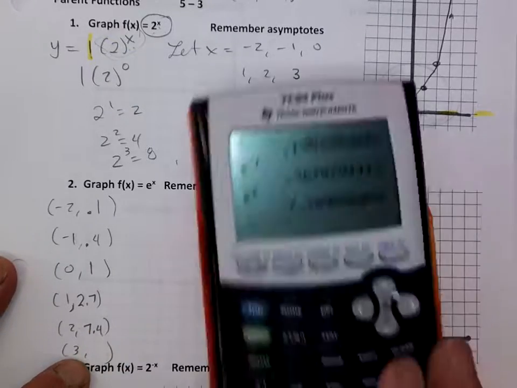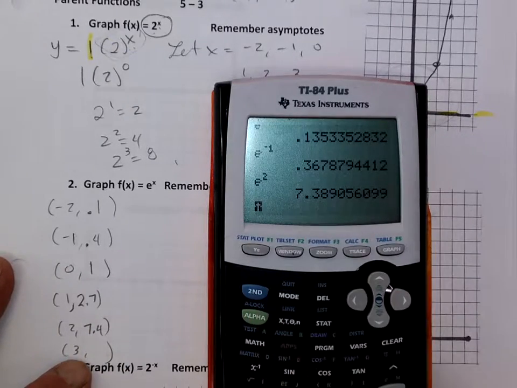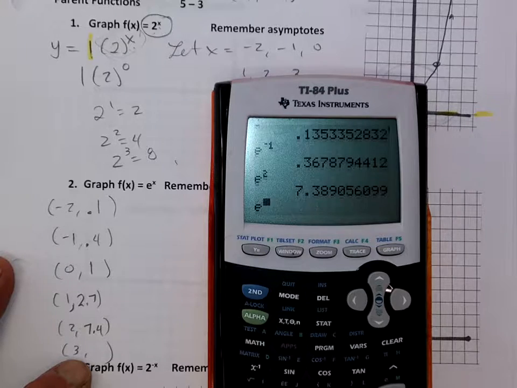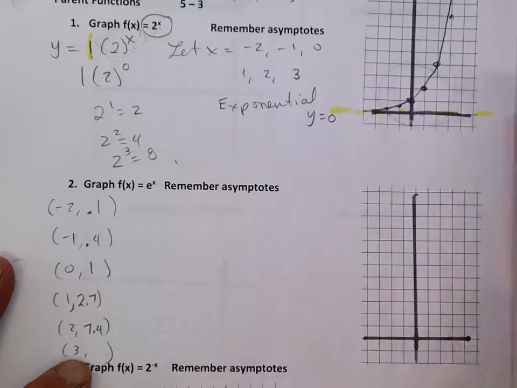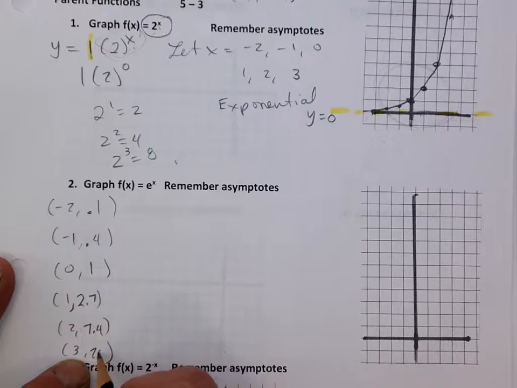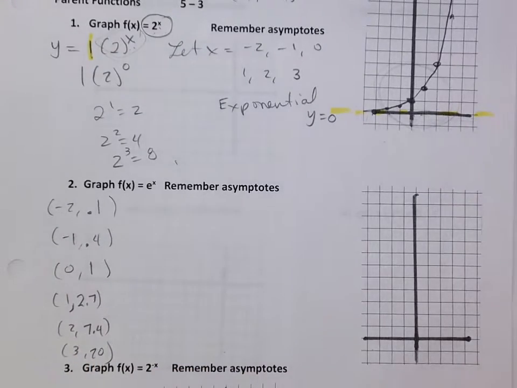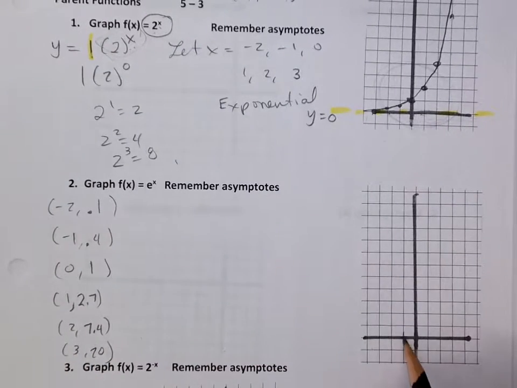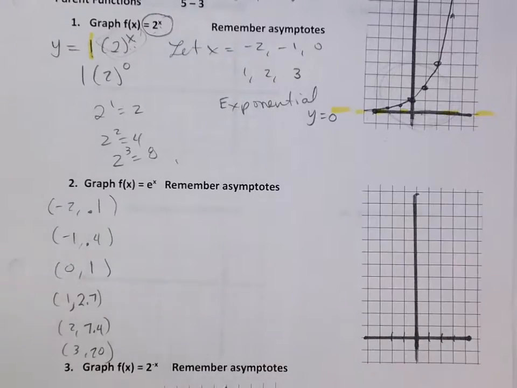And then 3, I've got e to the 3, and I get an answer of about 20. Okay, about 20.1, about 20. So to graph this, you can see why I use these numbers: -1, -2, 0, 1, 2, 3, those are the numbers around the middle of the graph, right?